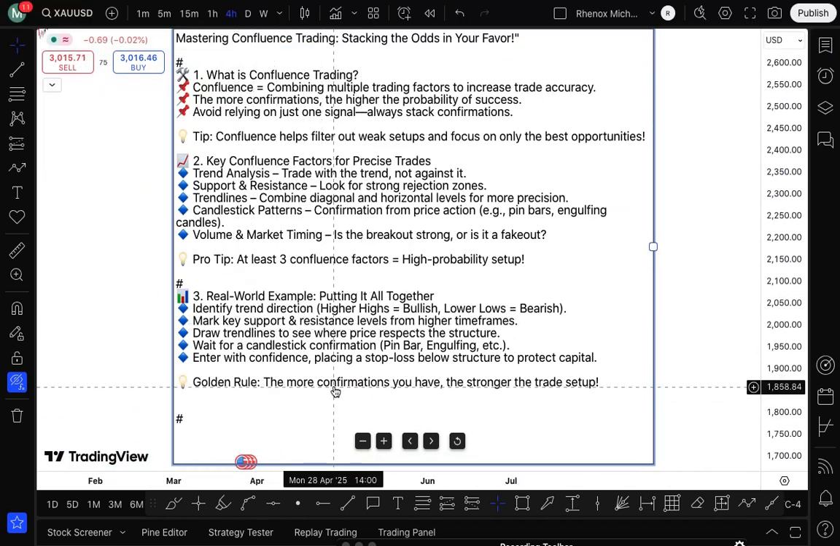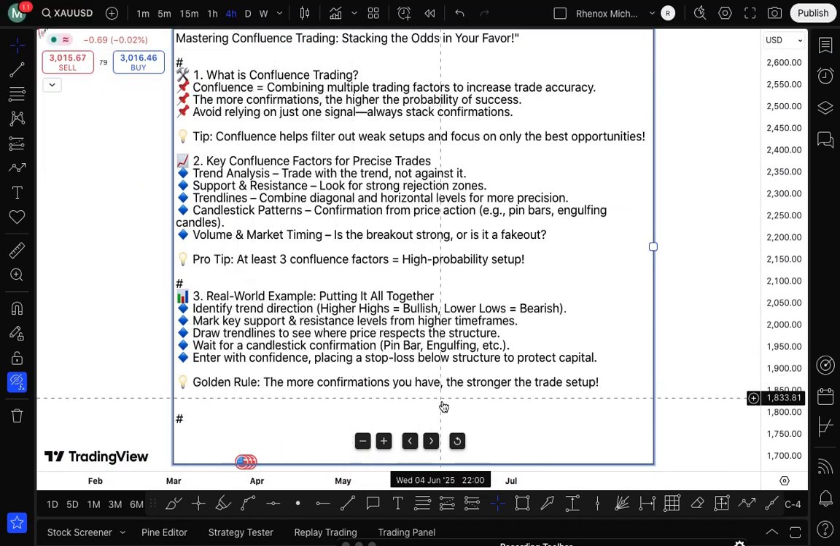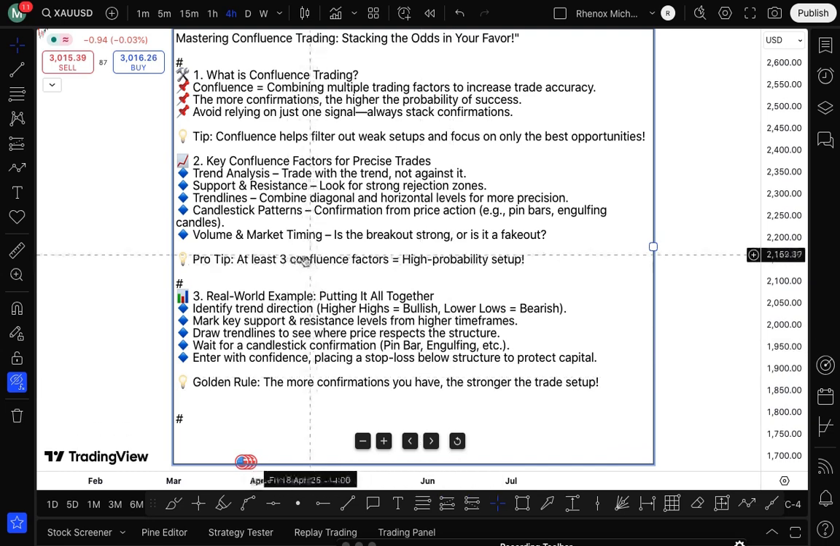Now, a golden rule for you guys: the more confirmations you have, the stronger the trade setup. So make sure to have more than one confirmation. Like we said earlier, 3 confluences, which is 3 confirmations before you take your trades. Alright, so we have done this already.